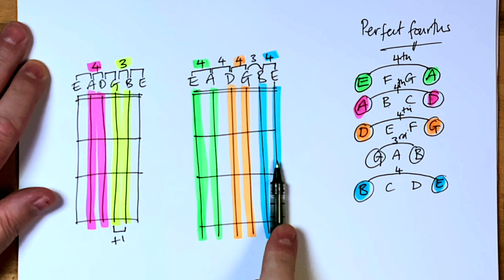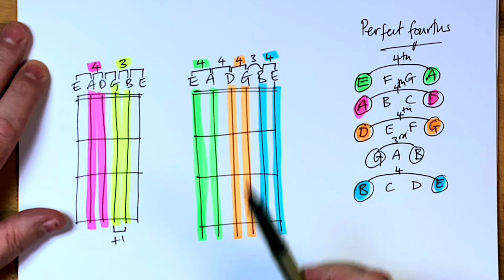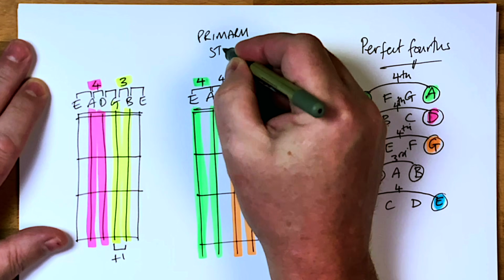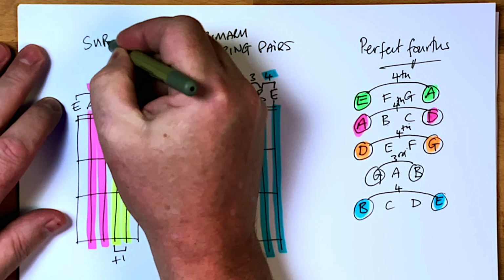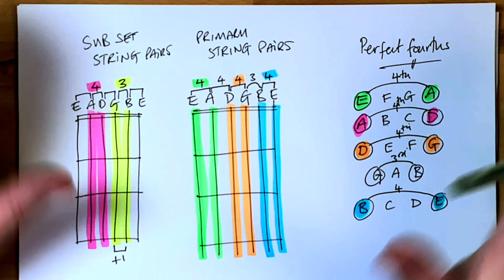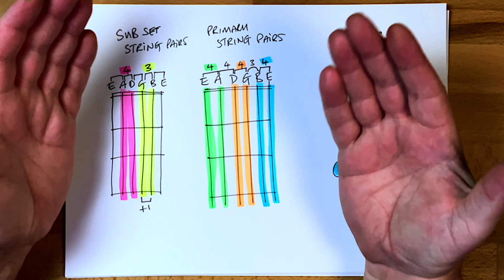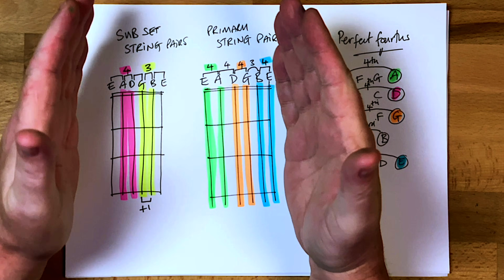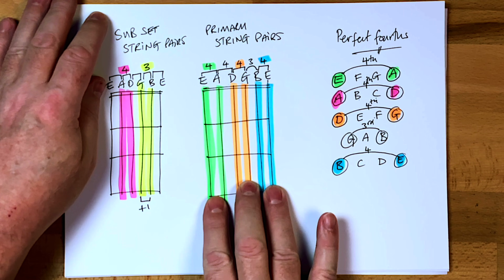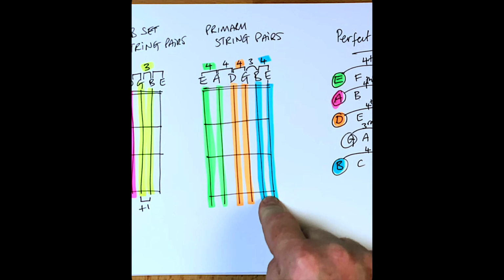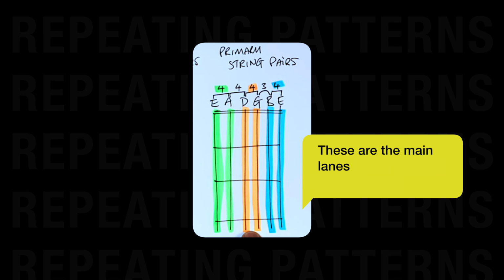Now, I will say that the patterns that I'm going to show you today are going to be primarily using these 3 string pairs here. So these are what I think of as being the primary string pairs. These are the subset. And string pairs are absolutely amazing, what you can do with them. So instead of thinking about 6 strings at once, we chunk the neck into string pairs. These are the 3 main pairs, E and A, D and G, B and E. And these are the main lanes where patterns repeat cleanly.